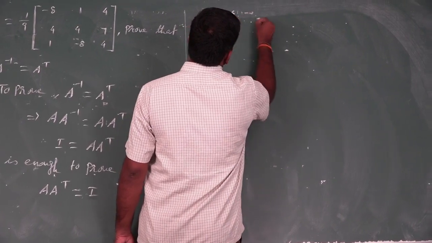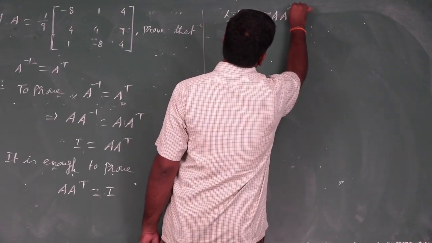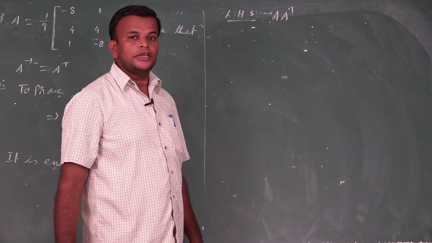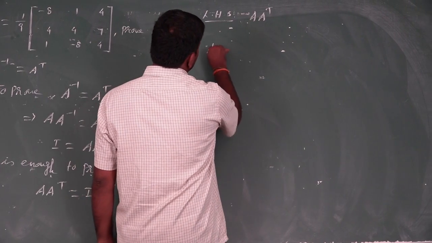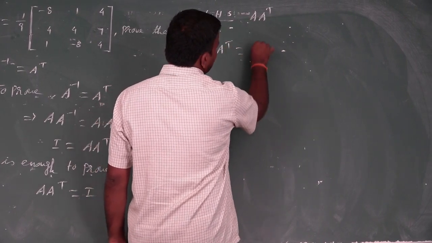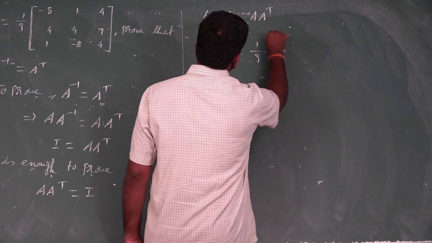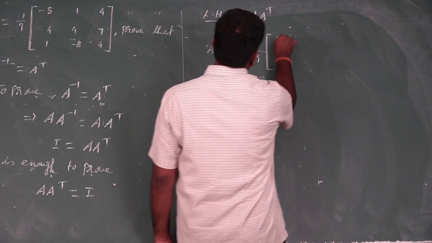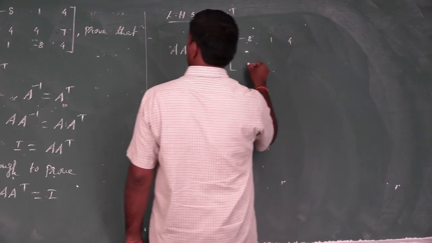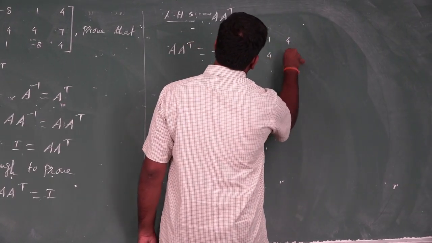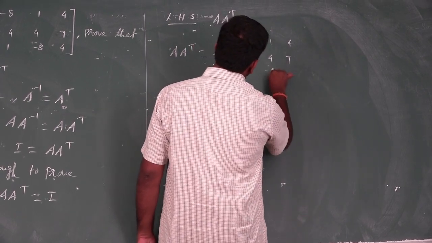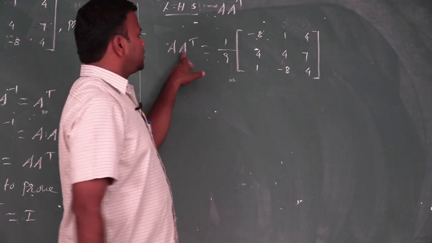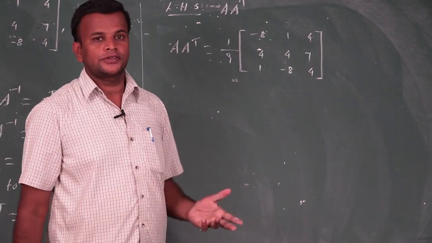The LHS is A into A transpose. Now we find this product A into A transpose. The value of A is 1 by 9 of the matrix with rows minus 8, 1, 4; 4, 4, 7; 1, minus 8, 4. So the A matrix is formed. Next matrix is A transpose.